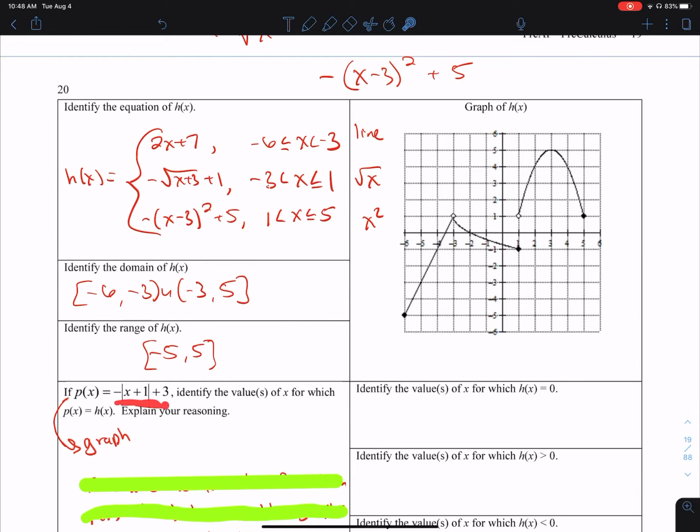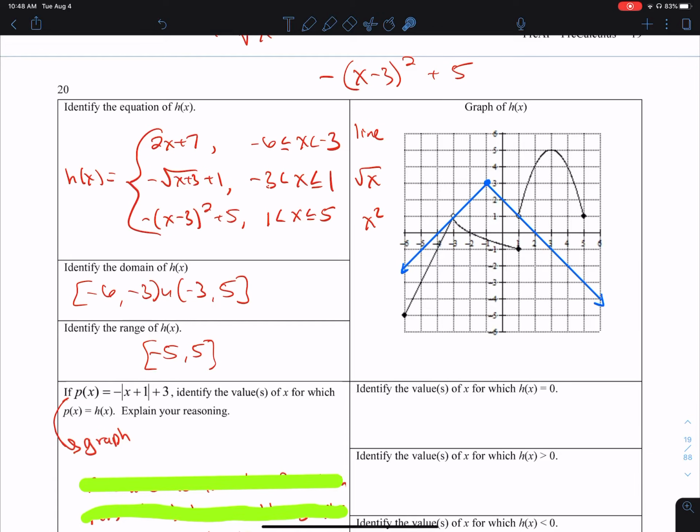This is an absolute value function. It opens down instead of up. Scale hasn't changed, so the slopes are still 1 and negative 1. We're going left 1 and up 3, so the vertex is going to be right here. We have a slope of negative 1 on one side, and a slope of positive 1 on the other.